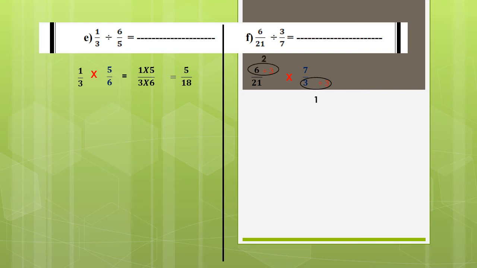7 and 21 are together in table 7. Divided by 7, divided by 7. 7 divided by 7, which is 1. 21 divided by 7, which is 3. What's up? 2 times 1. What's down? 3 times 1. So it's going to be 2 over 3.